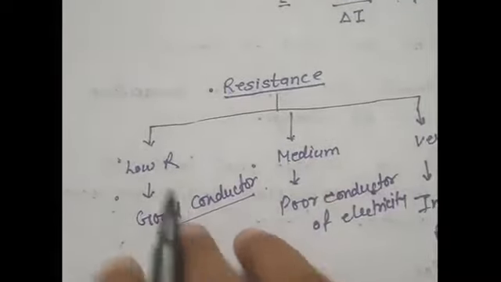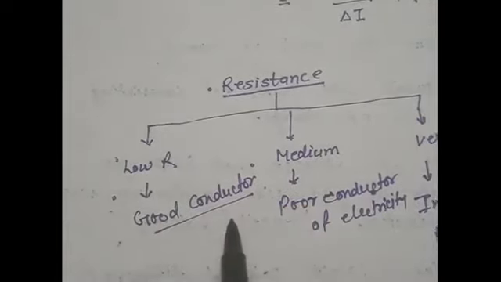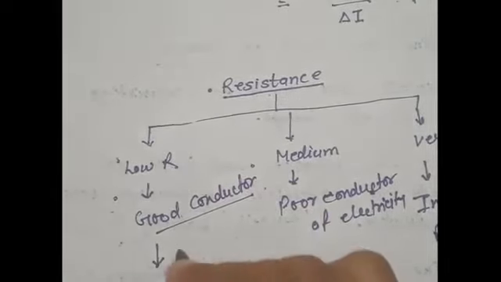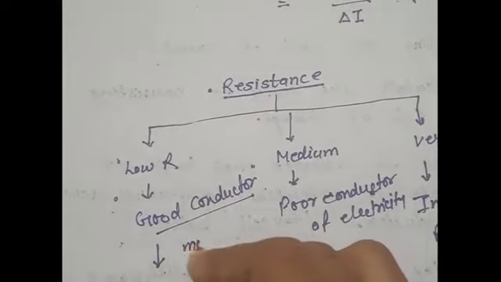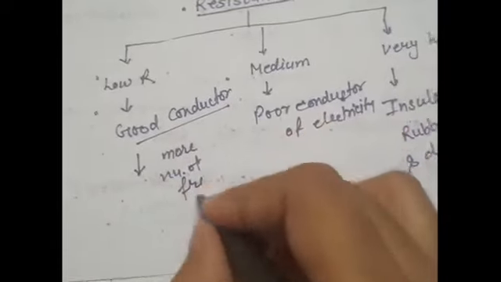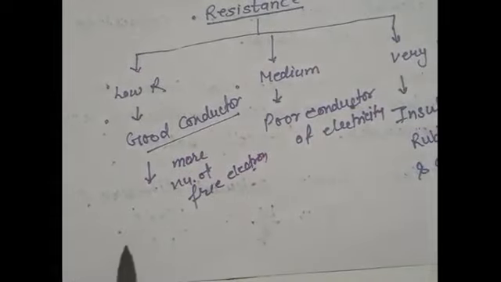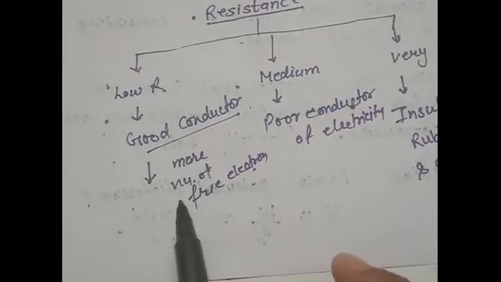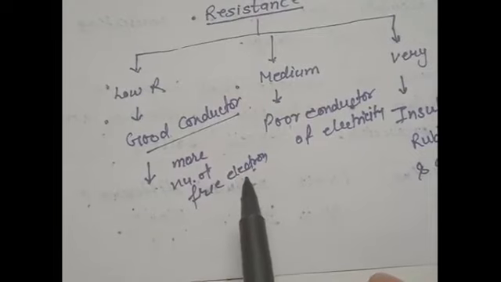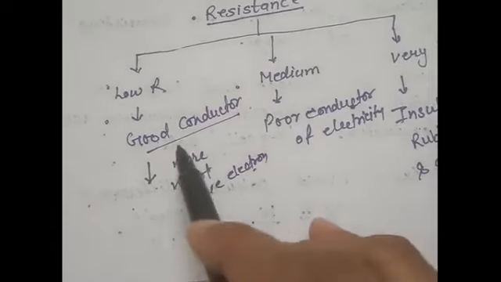In this situation, when the resistance is very low, then the material behaves as a very good conductor. Why? Because when the resistance is very much low, then there are more number of free electrons, and hence the conduction will be very easy, and almost all the charge which is there in the conductor will pass through the conductor, or you can say will move when potential is applied across the ends of the conductor. So they will behave as a very good conductor.